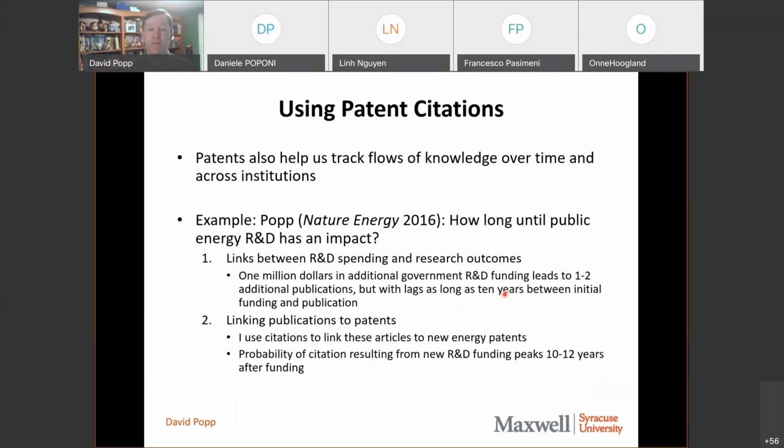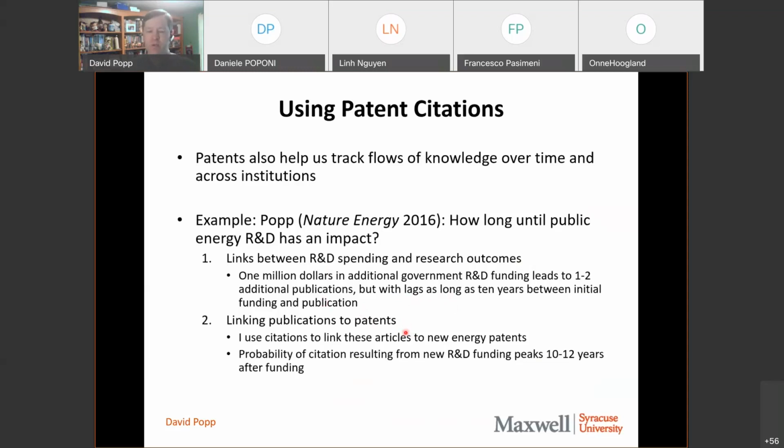As an example of this work, in a paper in Nature Energy, I look at how long it takes until public energy R&D, the investments made by government, has an impact on technology, at least as measured through new patents. A couple of things that we see here. The first step is we link the R&D spending to research outcomes. We find that $1 million in additional government R&D leads to 1 to 2 additional publications, but there are long time lags. We see publications coming out a year or two after funding, but it can take as long as 10 years between the initial funding until publications finally start to level off.